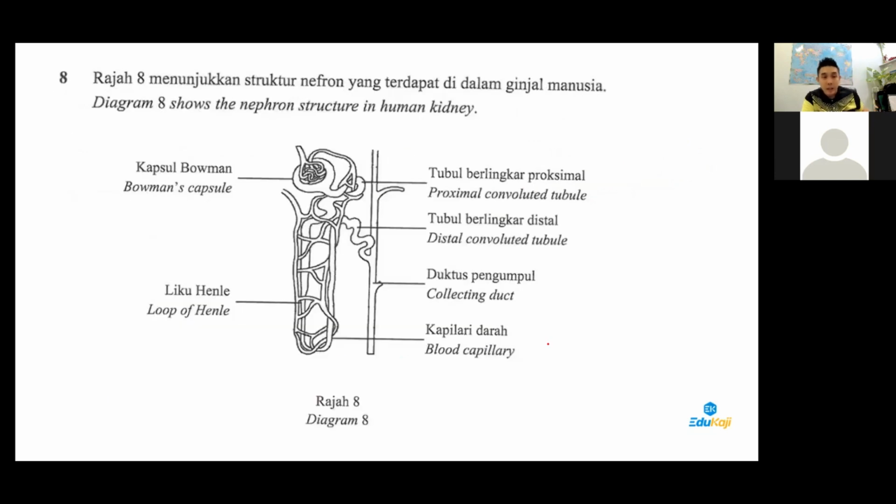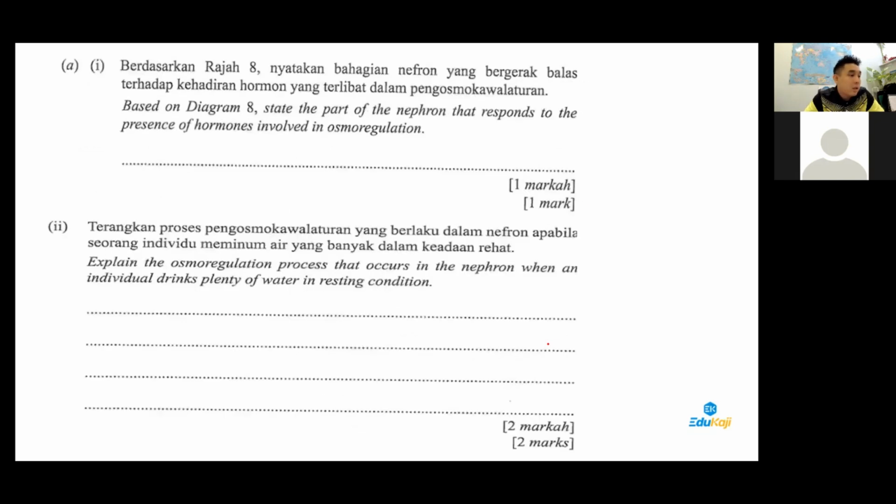Okay, guys, let's look at question 8. Diagram 8 shows the nephron structure, meaning form 4 bab 13, urine formation. Based on diagram 8, which part carries out osmoregulation? Osmoregulation, there are two answers. You can say DCT, you can say collecting duct. Of course, both are okay lah.